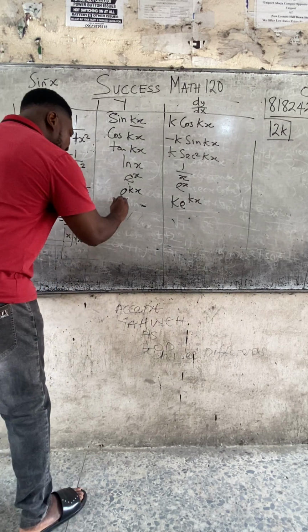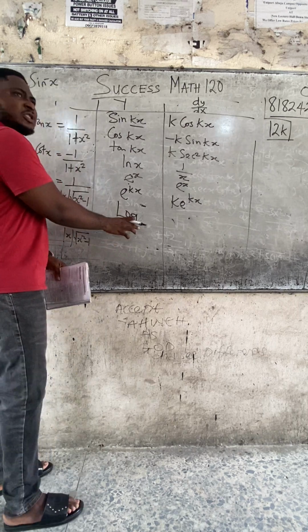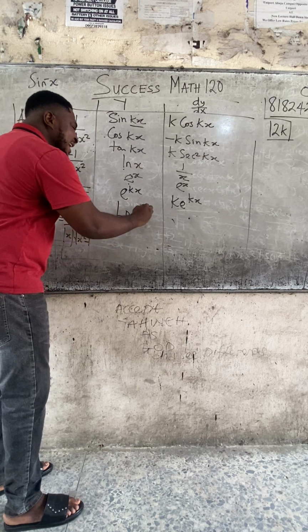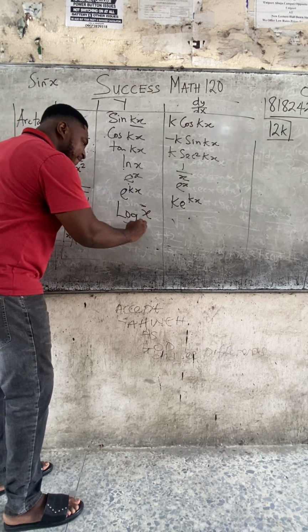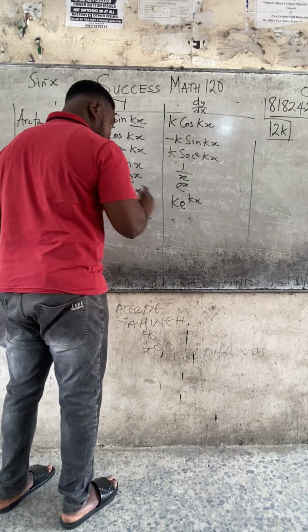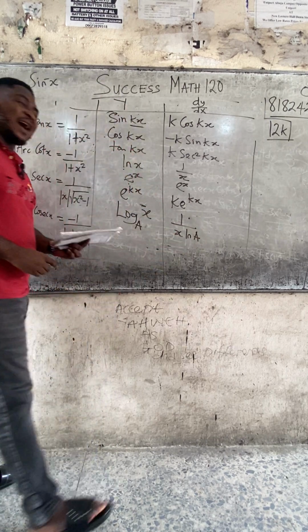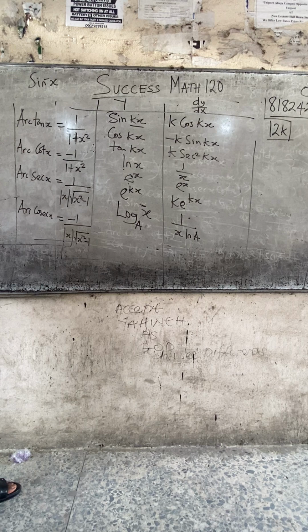We're not done. What of log? Class, there's normal logarithm and natural logarithm. ln x is 1 over x, but log x base a is 1 all over x ln a. Class, the table is done now for your level.